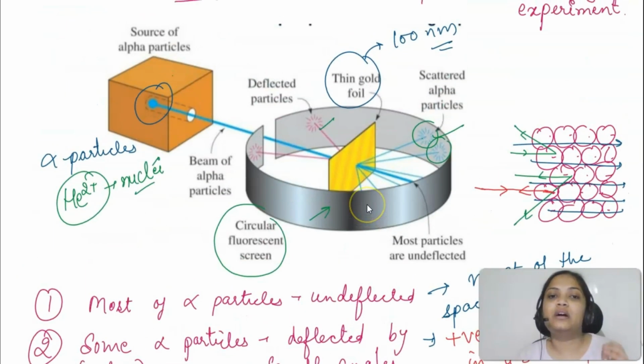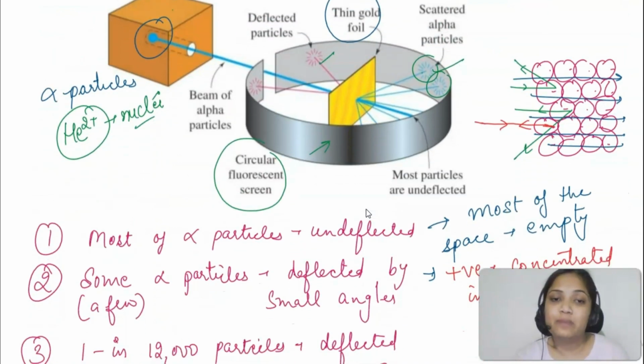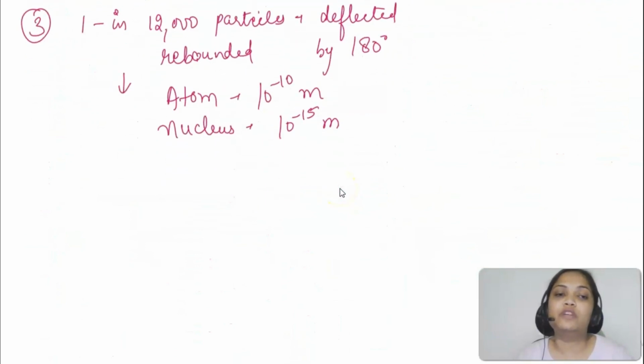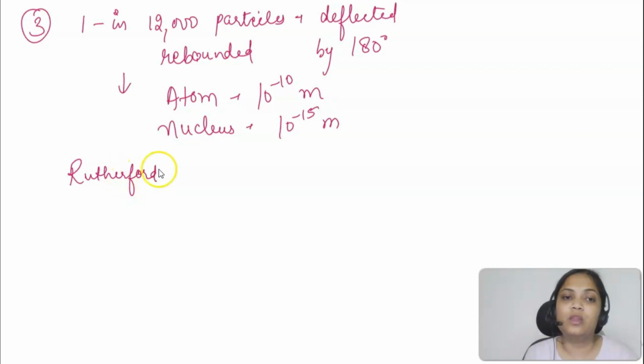So these were the amazing results of Rutherford's experiment, and based on these observations he gave us a model which we call Rutherford's atomic model. Now, what did he say in his atomic model? Let me show you.